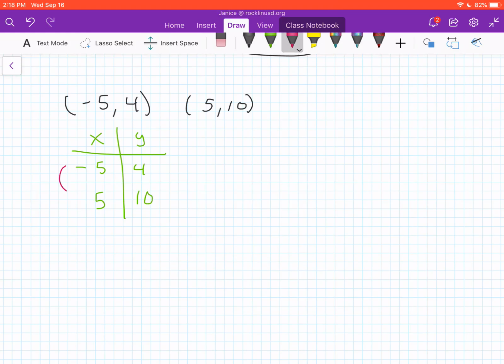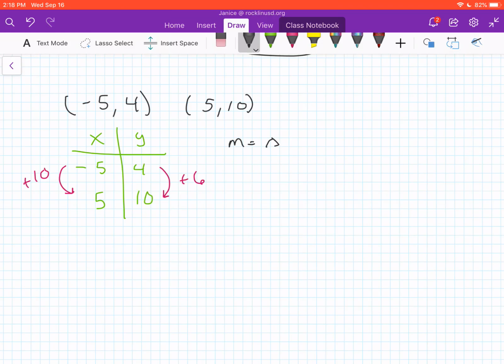Slope is, you calculate the change in the x and the change in the y. My x is increased. That's an increase of 10. My y's also increased. That is an increase of 6. My slope.